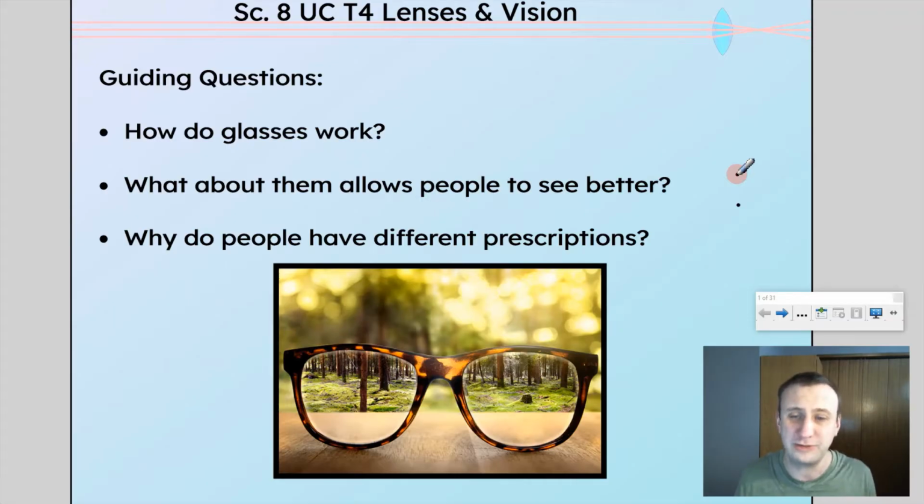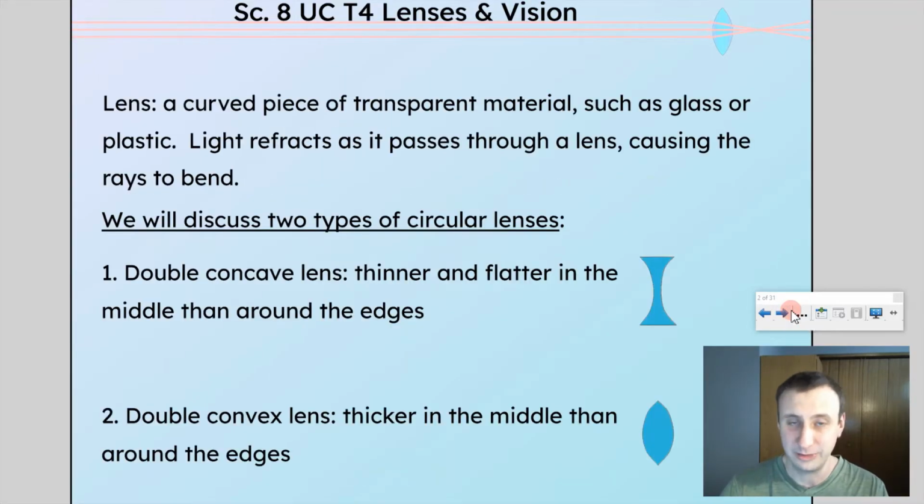The first question that I want to ask is, how do glasses work? What about them makes it so that people can actually see better? Why can they see better with glasses for some people than without? And then also, what causes people to have different prescriptions? What physically is the reason why one person will have one prescription that doesn't work for another person? What's different about their eyes? Those questions we're hopefully going to answer throughout this presentation and more, but let's get into it.